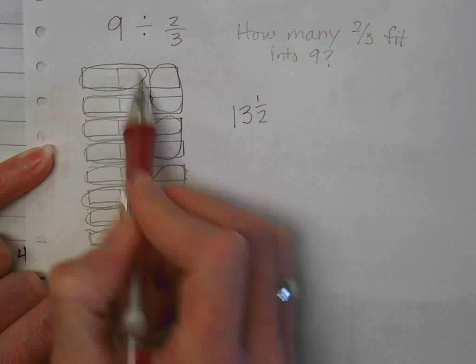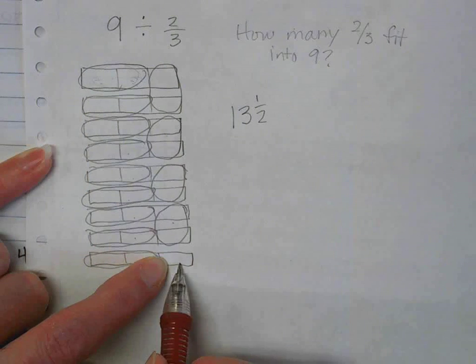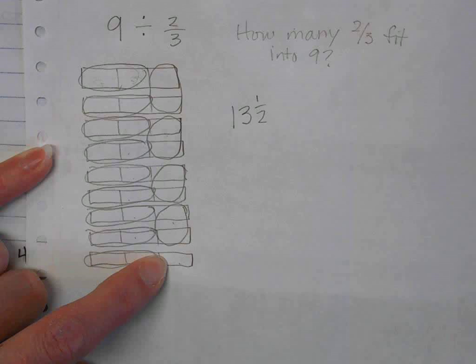So your answer on this one, because look, how many did you need to make 2/3? You needed 2, but we only have 1 out of the 2. So that's how you find the answer. And the answer is 13 and a half.